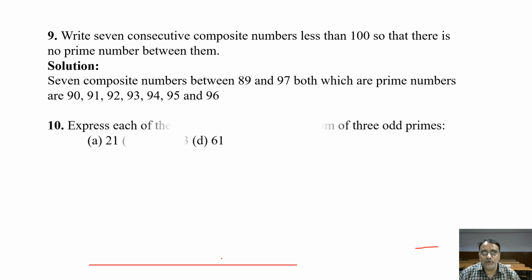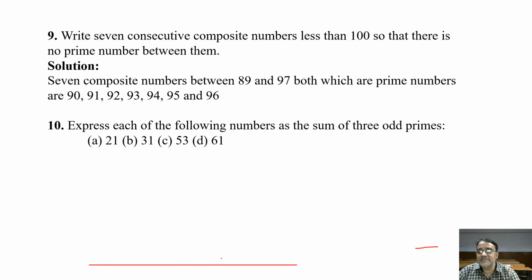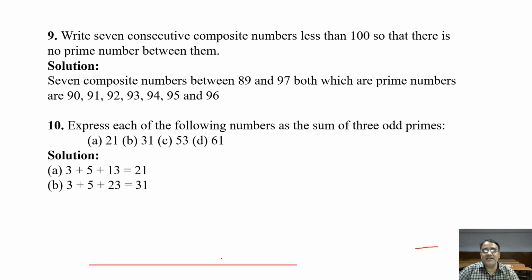Okay, so now one more question we are going to take. Express each of the following numbers as the sum of 3 odd primes. First, 21: 3 plus 5 plus 13. Okay, and next one, you can write in other ways also. Next one is 31. 31 we can write 3 plus 5 plus 23. And 53 we can write 13 plus 17 plus 23, right. And 61 we can write 7 plus 13 plus 41.